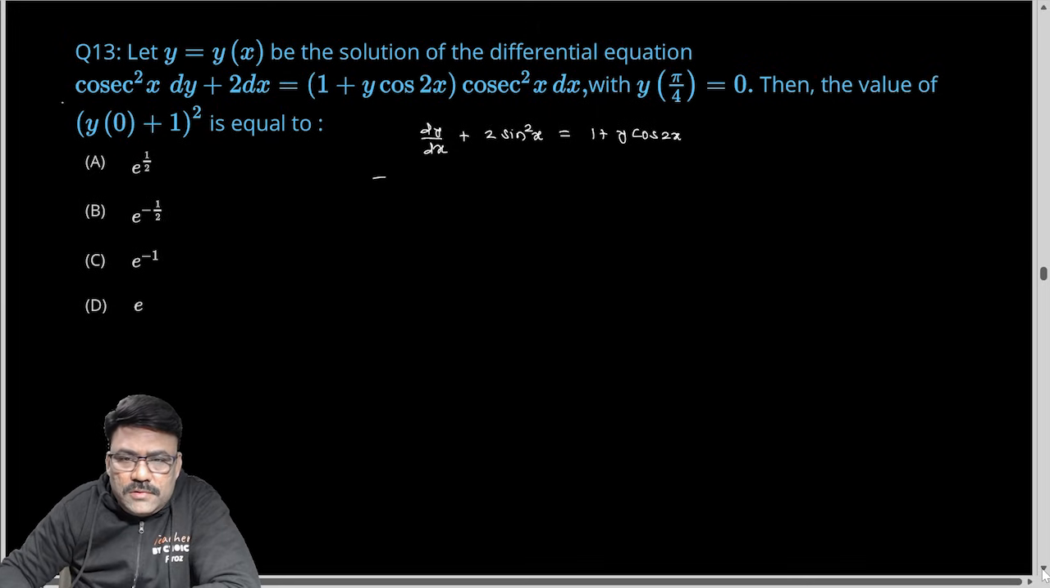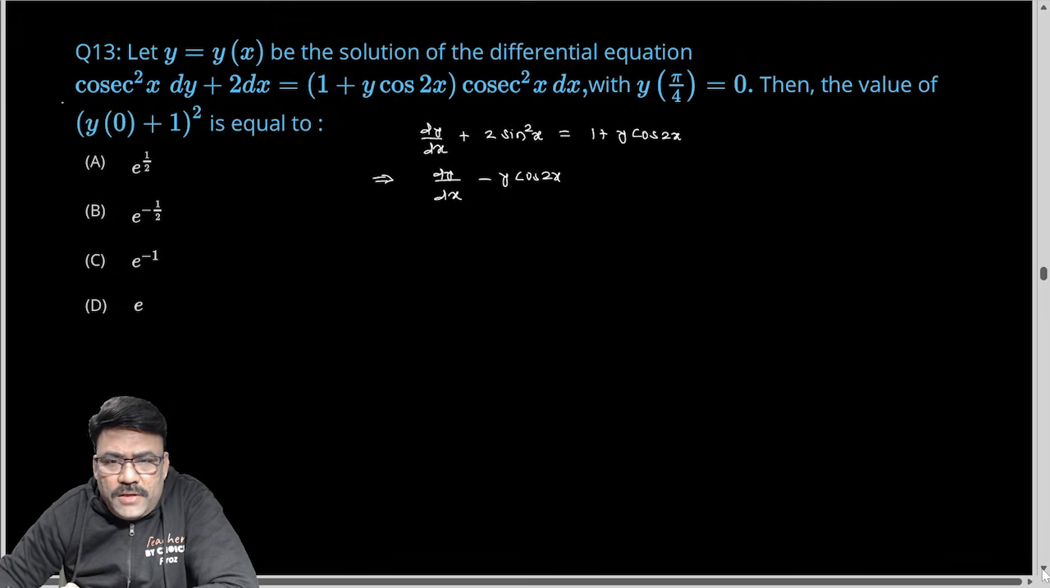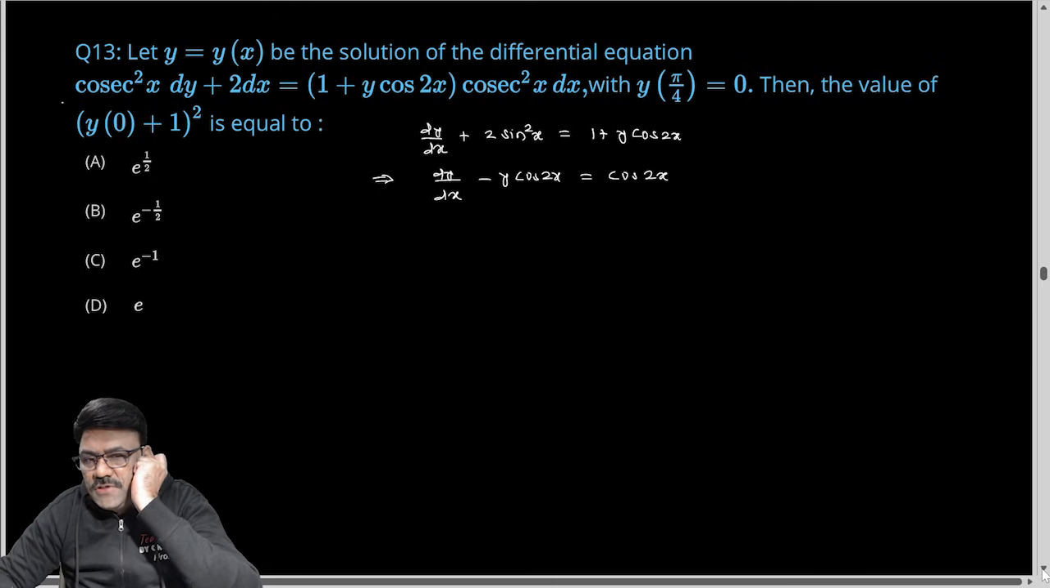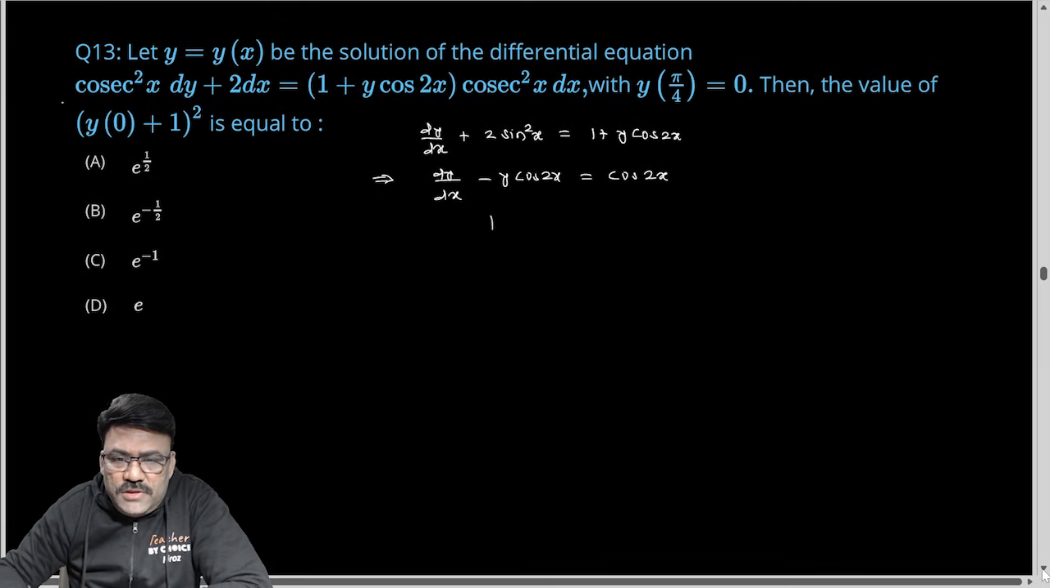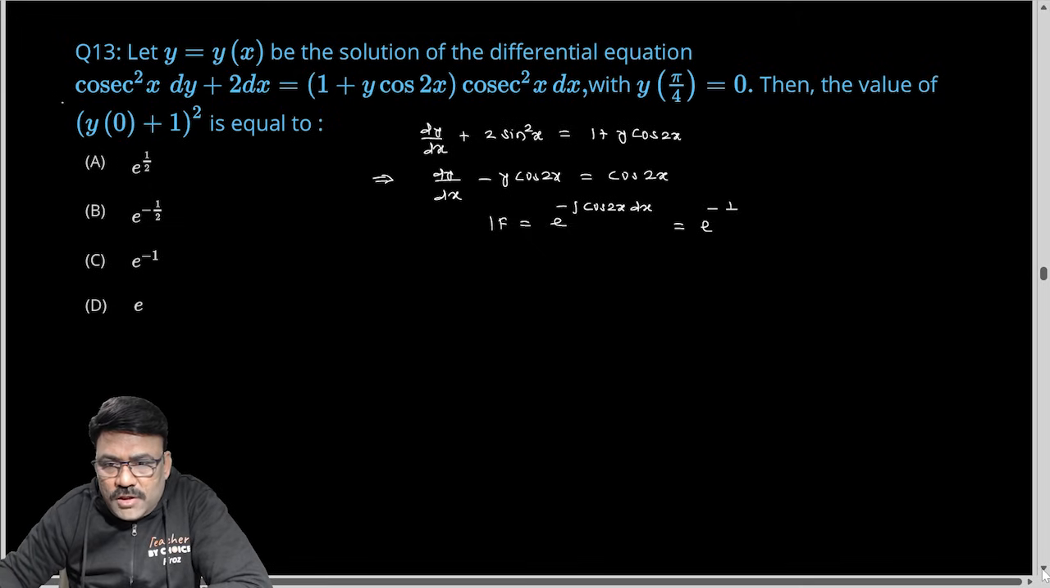And now you can see that it is dy by dx minus y cos 2x, and then 1 minus 2 sine square x, which is cos 2x only. And now you can clearly see it is a linear differential equation, dy by dx plus Py equals Q. So its integrating factor is what? e raised to integral of P dx, which means cos 2x dx. So the integrating factor is e raised to minus half sine 2x, since the integration of cos 2x is sine 2x by 2.